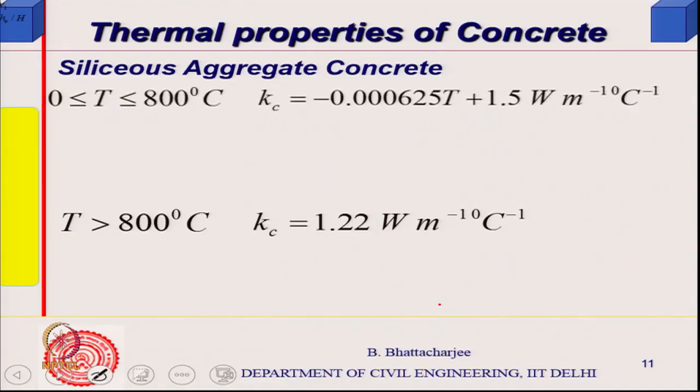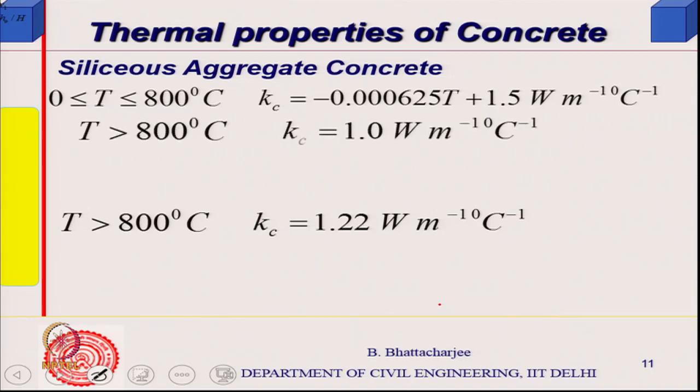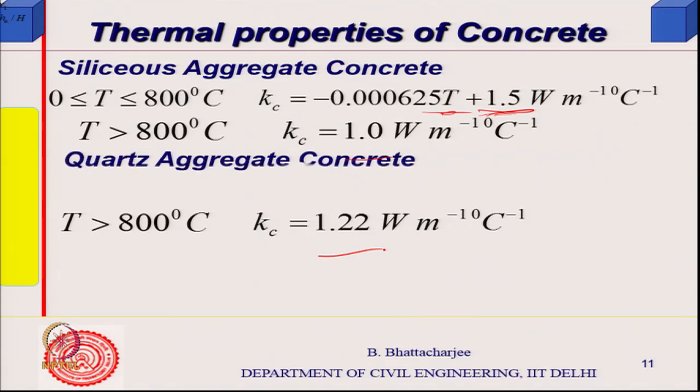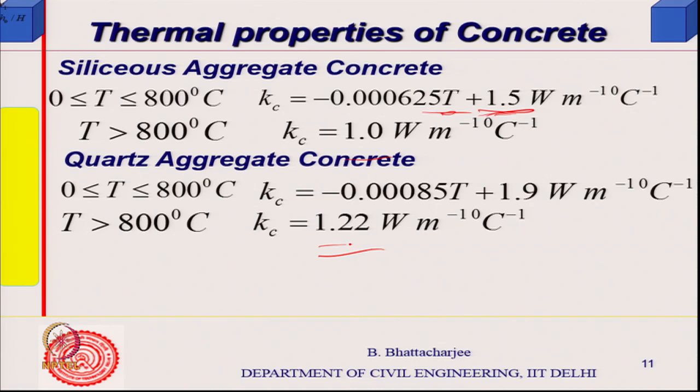Thermal conductivity again is a function of temperature; it reduces with temperature. At temperature equal to 0 it is 1.5, and this reduces with temperature. Above 800 it is again constant, and greater than 800 slightly more. For quartz aggregate, these are the values, up to 800 degrees centigrade, something like this.